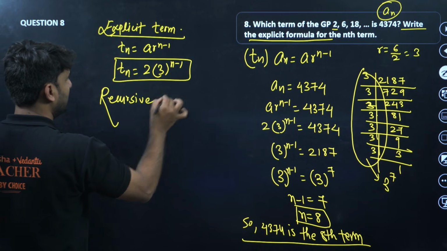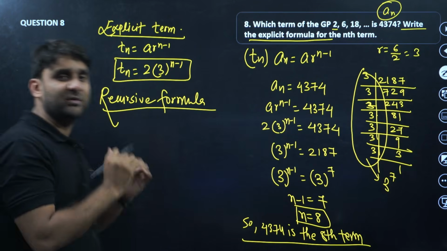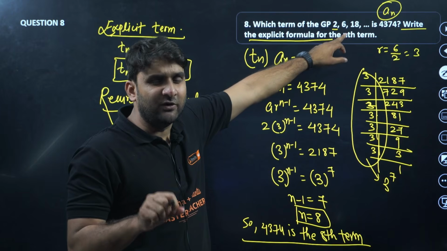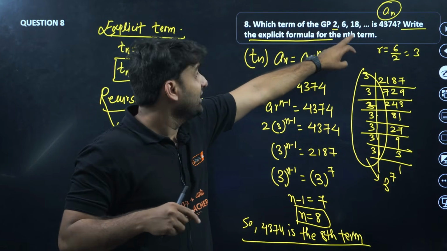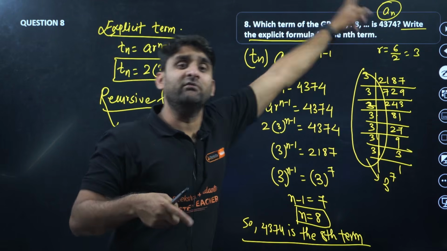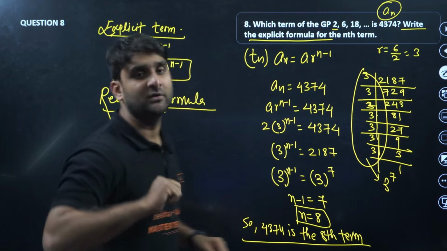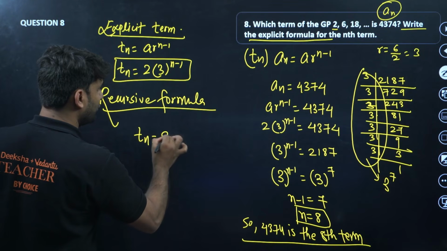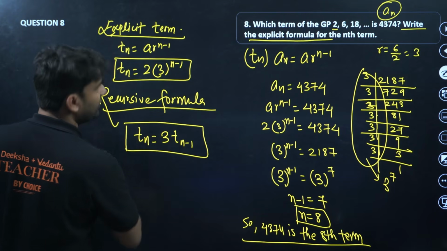If we talk about recursive, let me tell you simultaneously. Recursive formula is the formula which relates the neighboring numbers. So this is 2, this is 6. What is the relation between 2 and 6? If we multiply 3 into 2, we will be getting the next number. If we multiply 3 into 6, we will be getting the next number. If we multiply 3 into 18, we will be getting the next number. So all the numbers are in multiplicative form by 3. So we can write Tn will be equal to 3 into Tn minus 1. This is the recursive format.